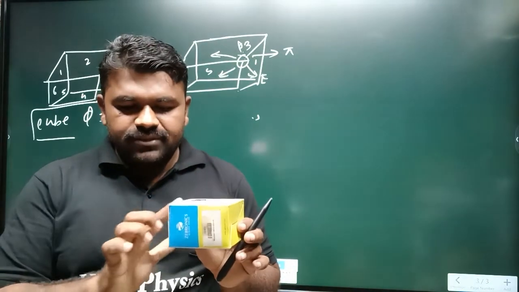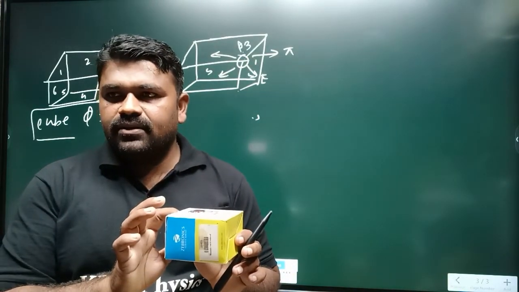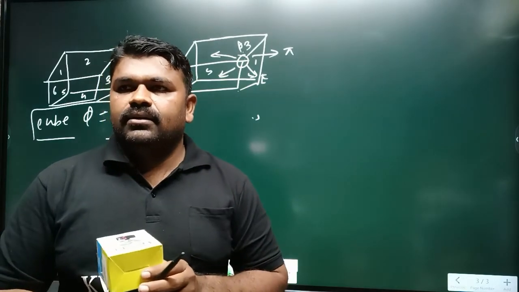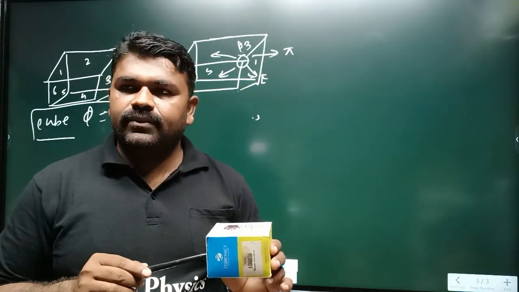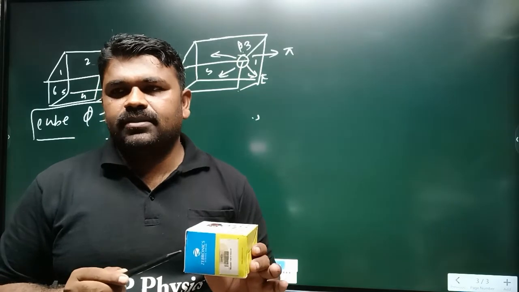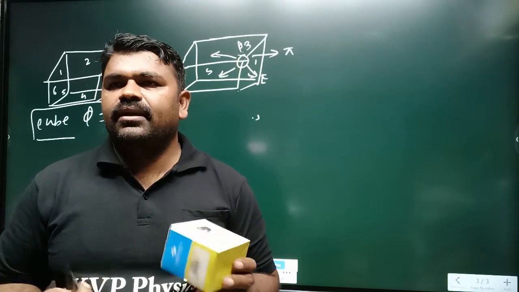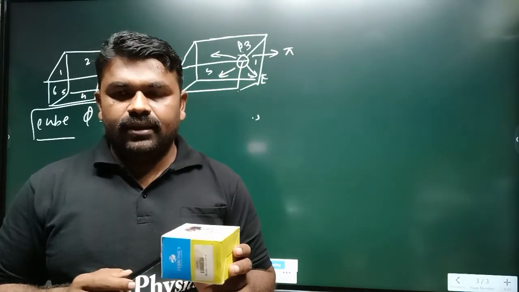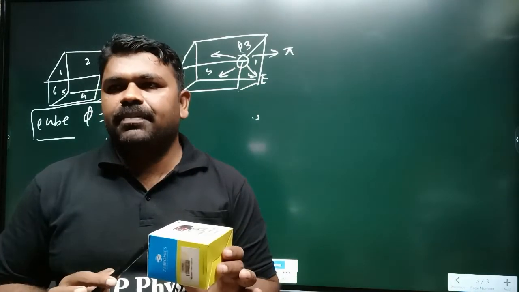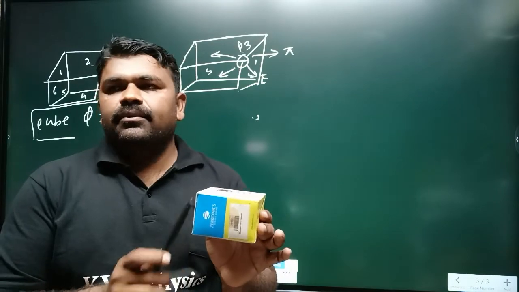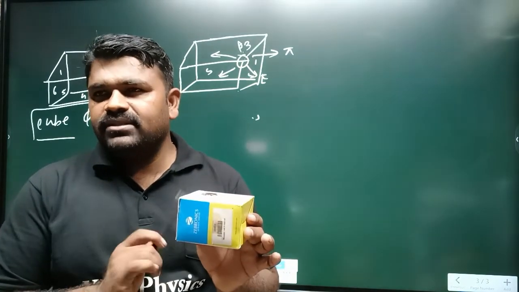Charge is here. We consider this one as the surface. Yes or no? Angle 90, possible or not possible? Means less than 90. Less than 90 means some flux will be passing. Means from this area we are getting some flux. Means here flux phi is not equal to 0.